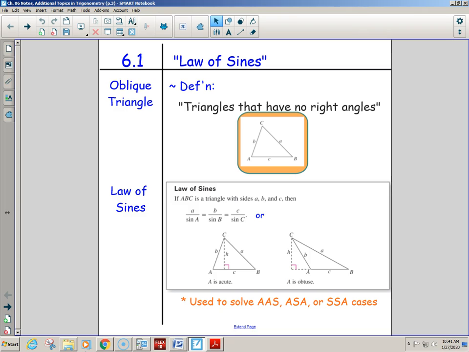And what are some relationships in right triangles that we used a lot? What are the basics of right triangles? How do you solve for a side given two other sides? Pythagorean theorem. So we have a squared plus b squared is c squared.